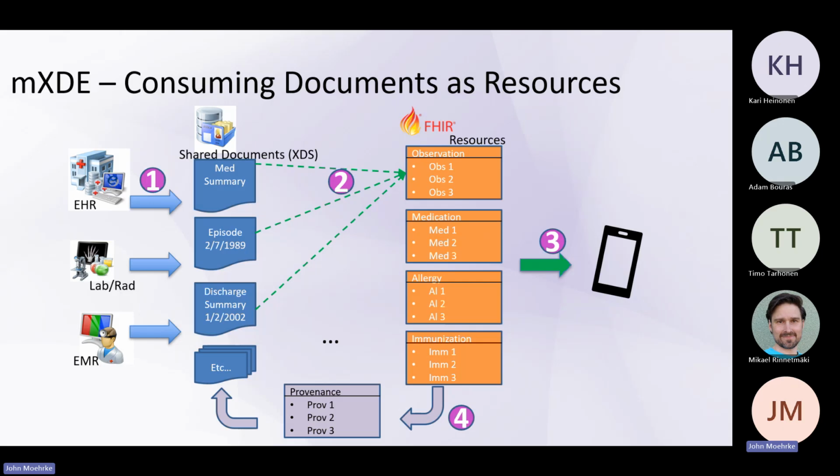So which medical summary should I focus on? So mXDE says, well, you know what? We know number 3 on the screen, consuming RESTful FHIR resources. So here's a FHIR RESTful endpoint for consuming observations or medications or allergies or immunizations. And I don't want to be bothered by documents. I just want deduplicated medications. So just give me the medications that you see across all of the existing documents.